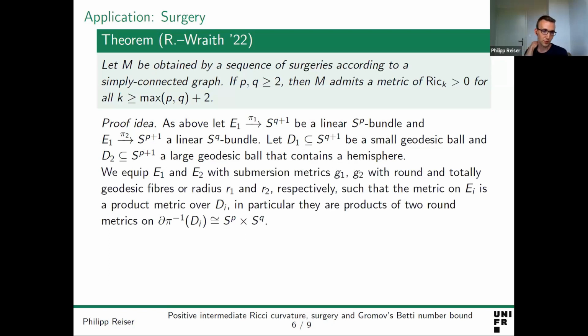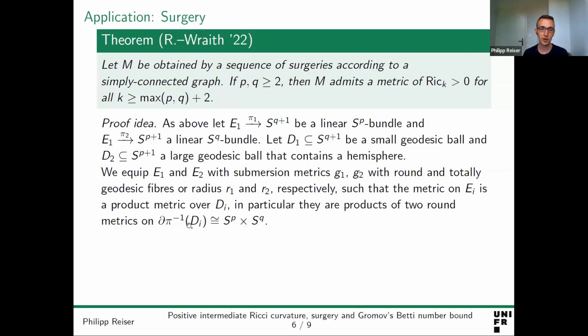And yeah, now as before, we equip the total spaces with submersion metrics, where the fiber metric is just a round sphere, the round metric on the sphere, and we want the fibers to be totally geodesic. And we say the radii are R1 and R2. And the horizontal distribution is chosen in such a way that it is integrable over the disks. So it means it's according to the product structure we have there. And then the resulting metric will be simply a product metric over these parts.